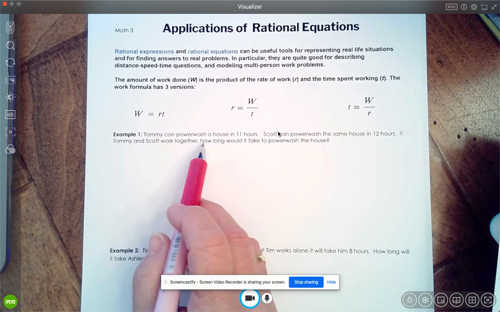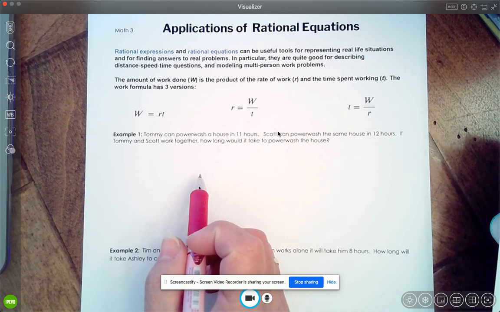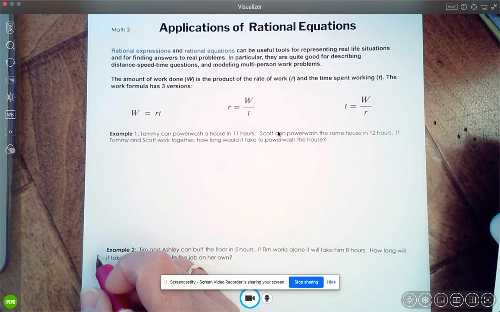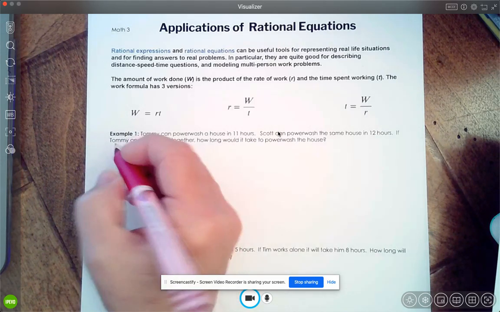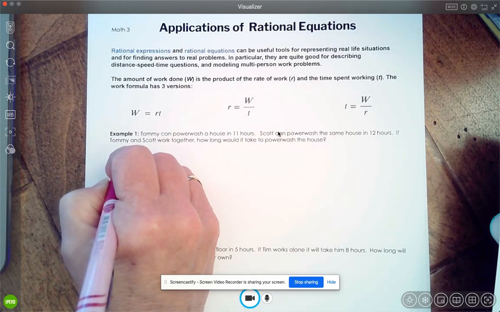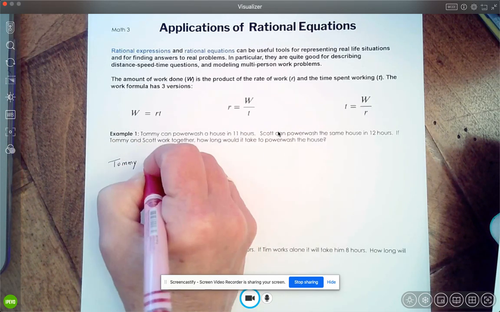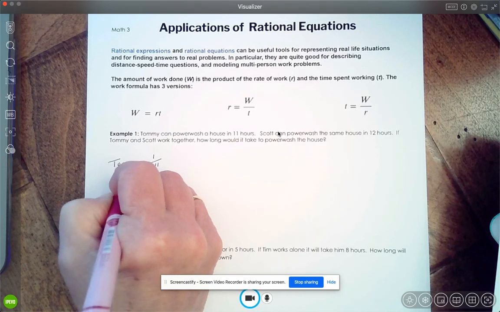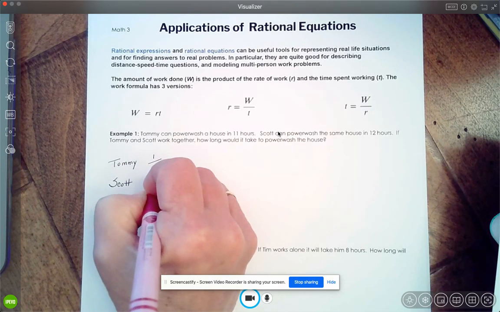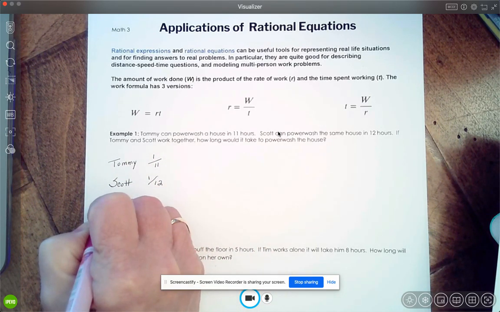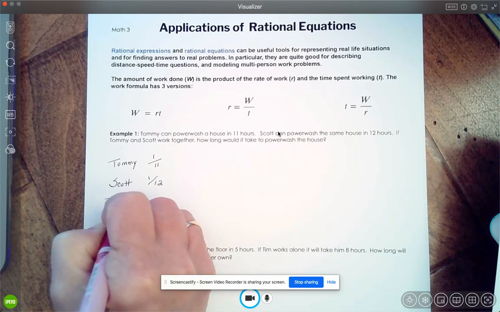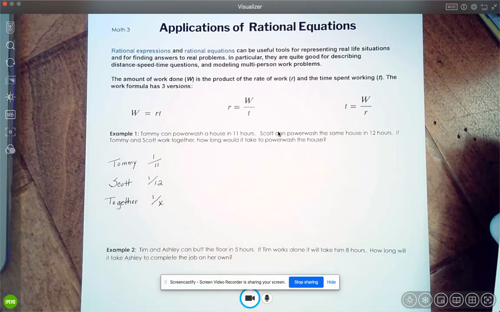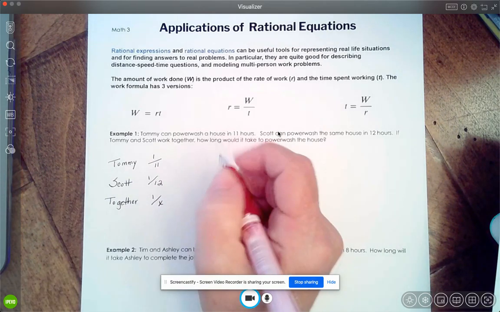Tommy can power wash a house in 11 hours. Scott can power wash the same house in 12 hours. If Tommy and Scott work together, how long would it take to power wash the house? So I can see Tommy can power wash one house in 11 hours. Scott can power wash one house in 12 hours, and together they can do one house in how many hours? That is what we don't know.